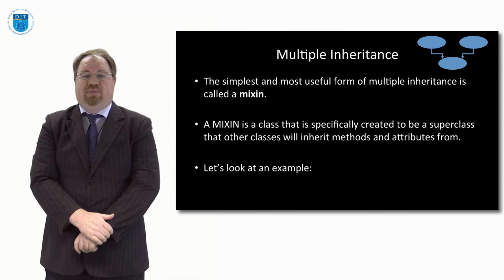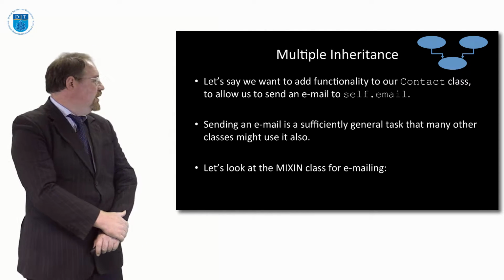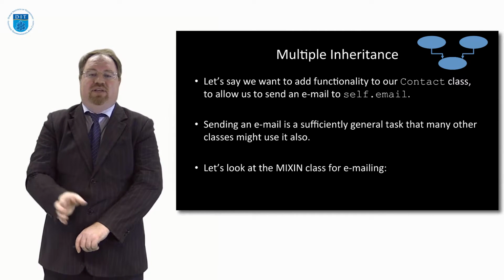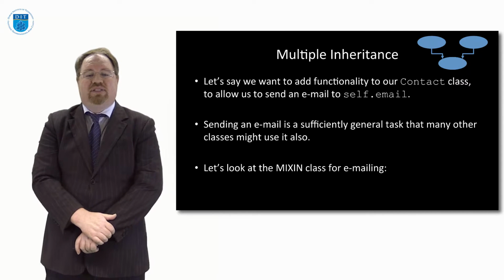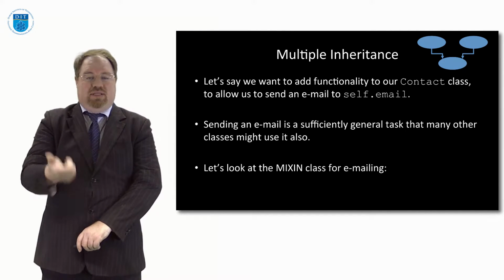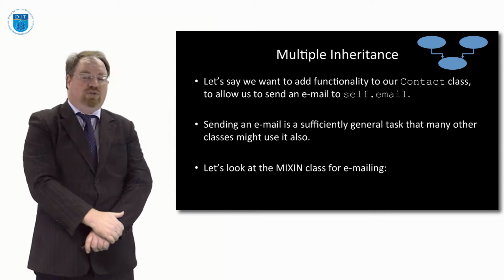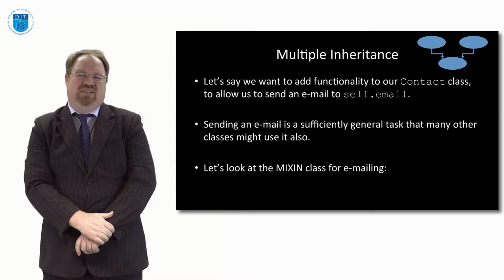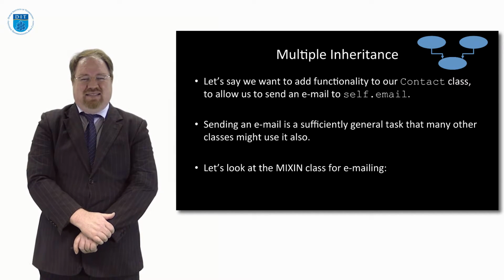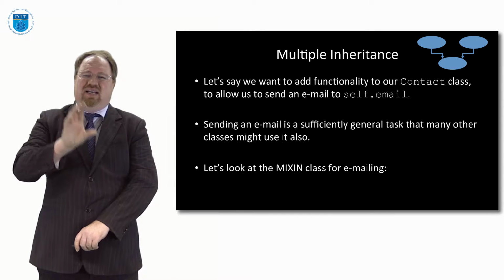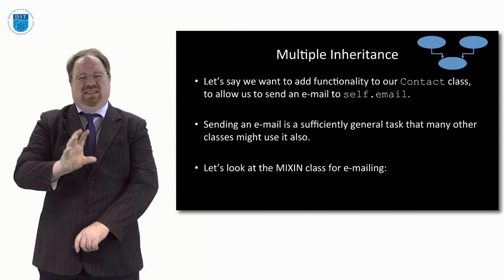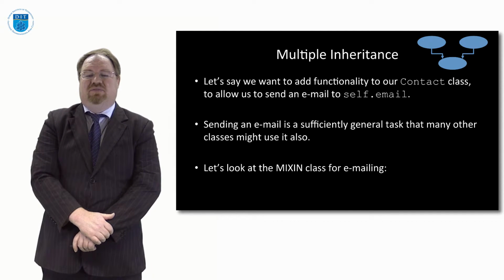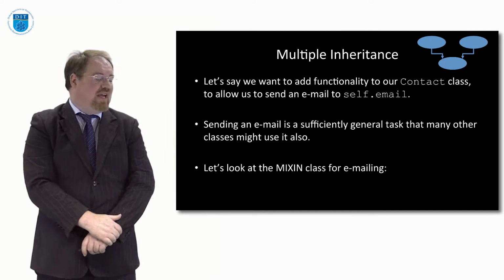So if we look at an example, let's say we want to go back to our contacts list again. We have a name and an email address in our contact list. And let's say we wanted to add a function, which was to email somebody. So let's say we want to send an email to each person in the contact list, to their email address. Now, sending an email is such a general task that it probably should be a class in and of itself, and there's no point adding it simply as a method onto the contact class. It makes more sense to create a new class, so we could create a mixin class for that.